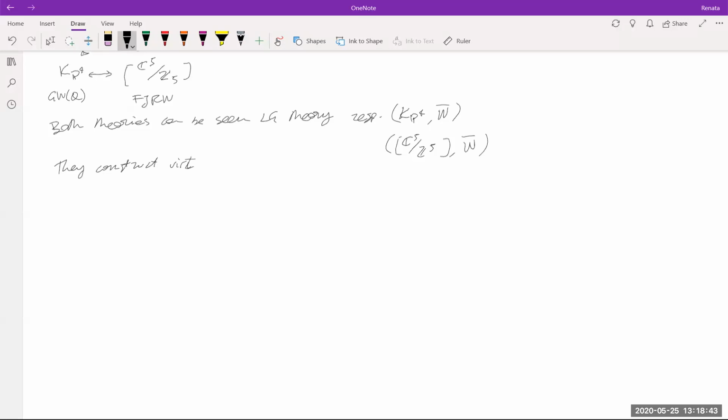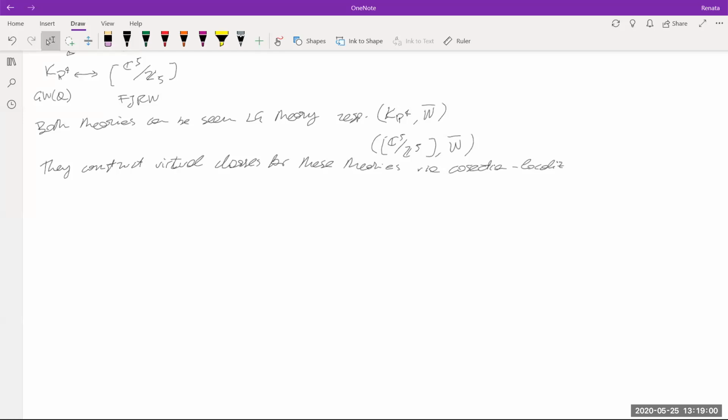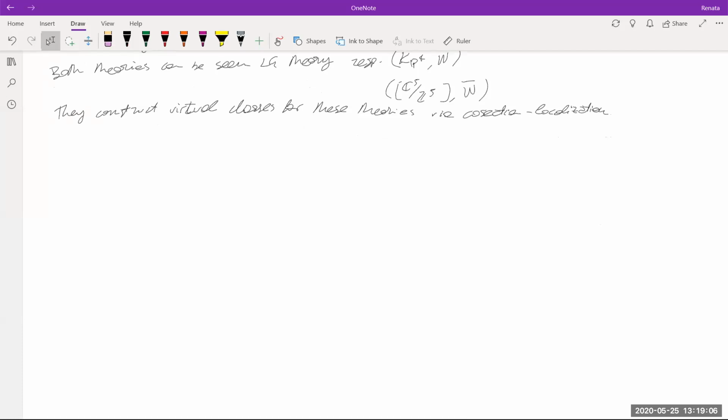virtual classes for these theories via cross-section localization. Which I'm also going to briefly talk about later. What they obtain on the left-hand side, this theory turns out, and is proved by Chang and Li, to be equal up to a sign to the Gromov-Witten theory of the quintic.